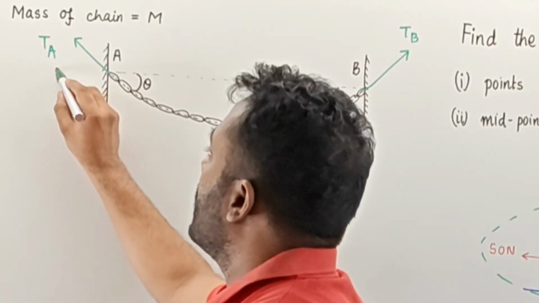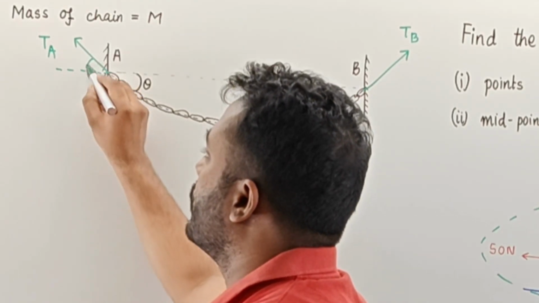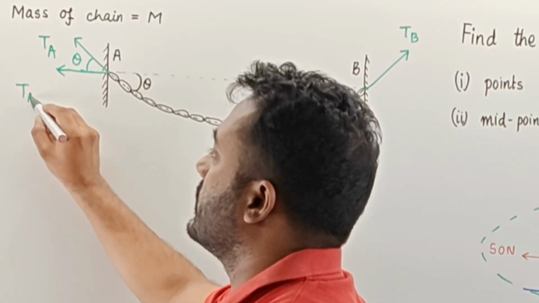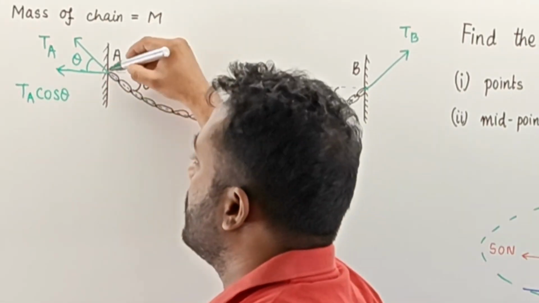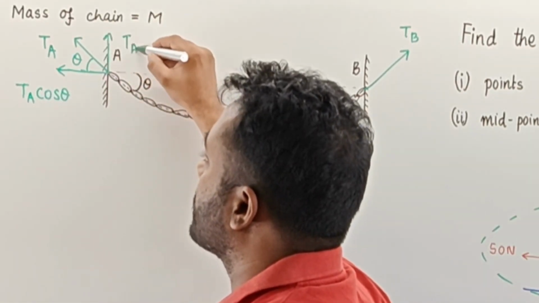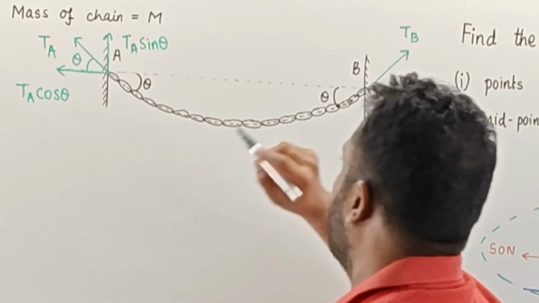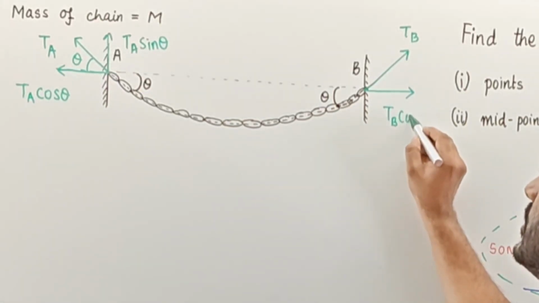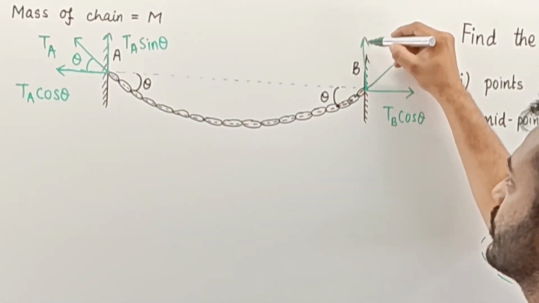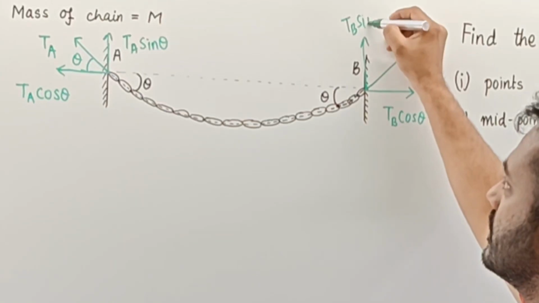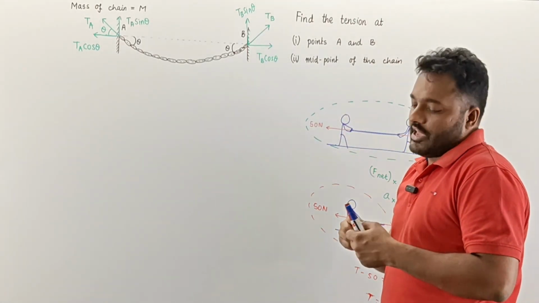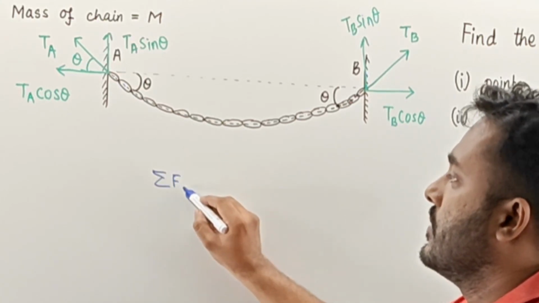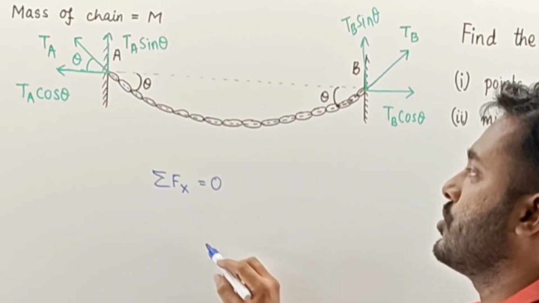So over here, if we take the components of tension and force, this angle is also theta, then we can say that this component is TA cos theta, and the component above is TA sin theta. And over here, similarly, we can say that this component is TB cos theta, and this component is TB sin theta. So if we apply the equation that there is no net force in the x direction, net force in the x direction is 0.